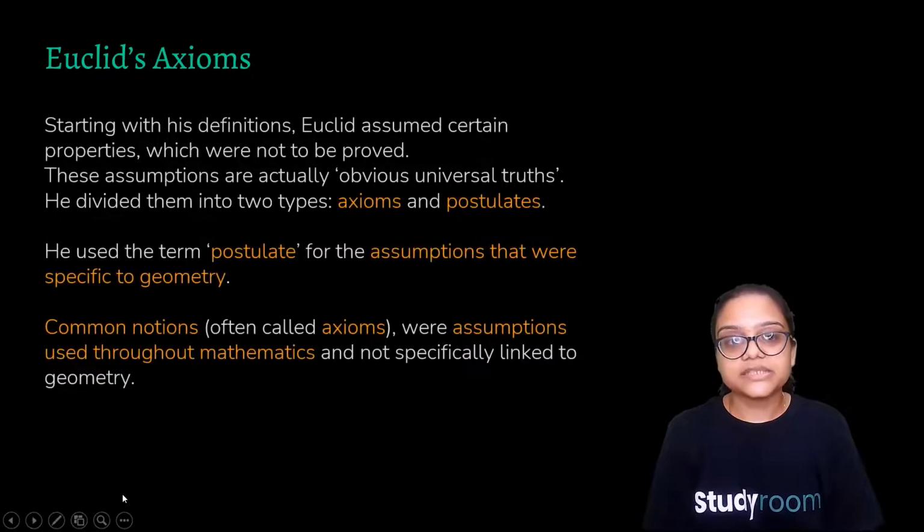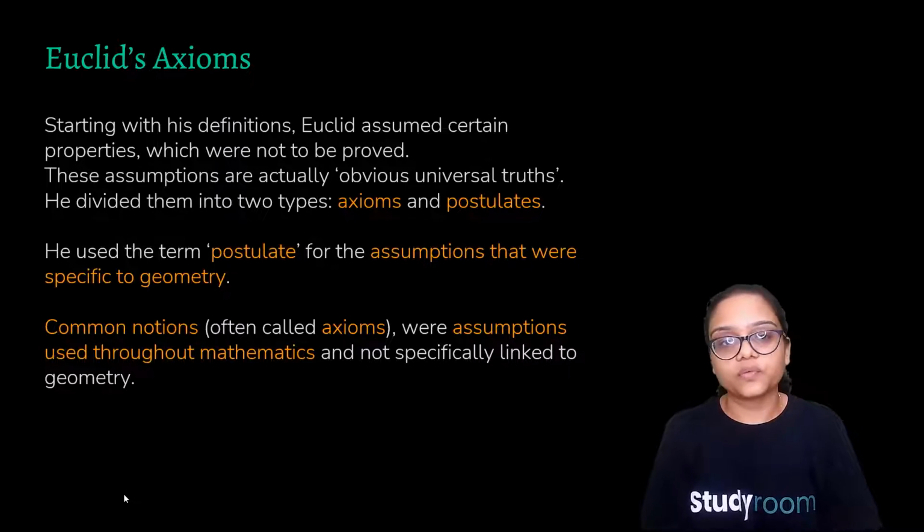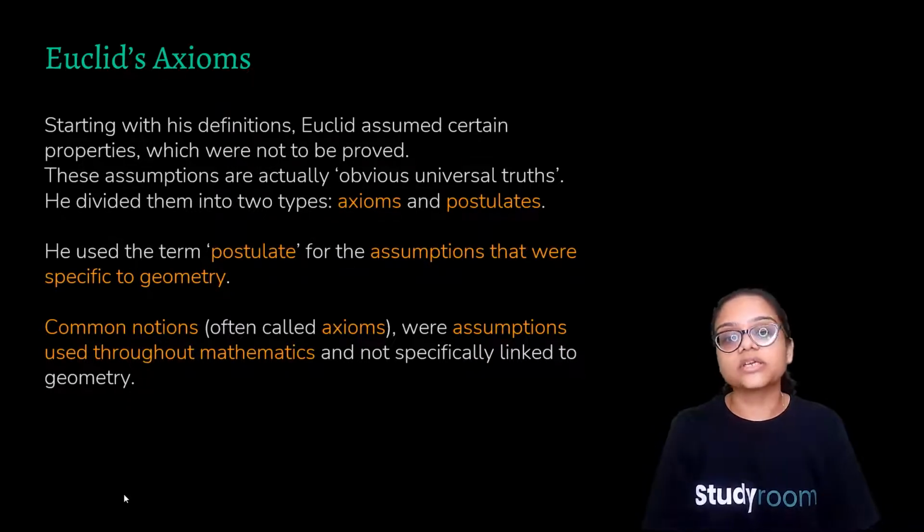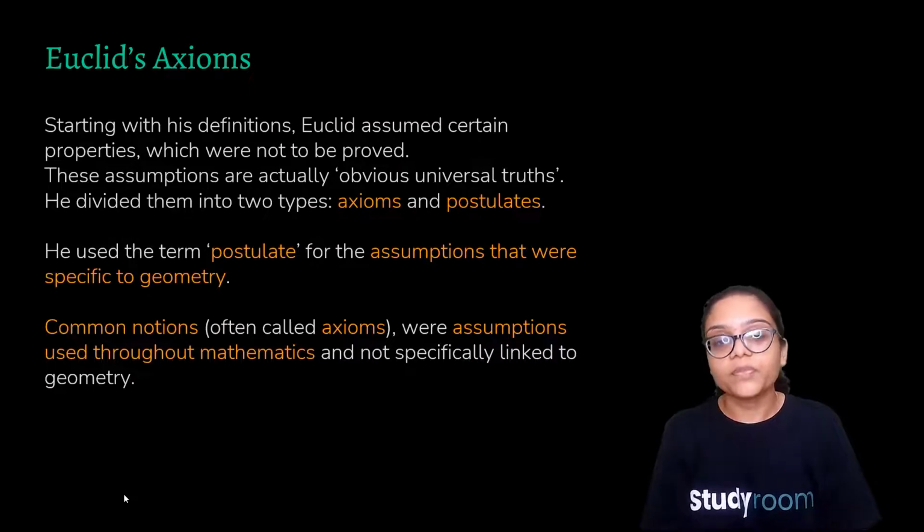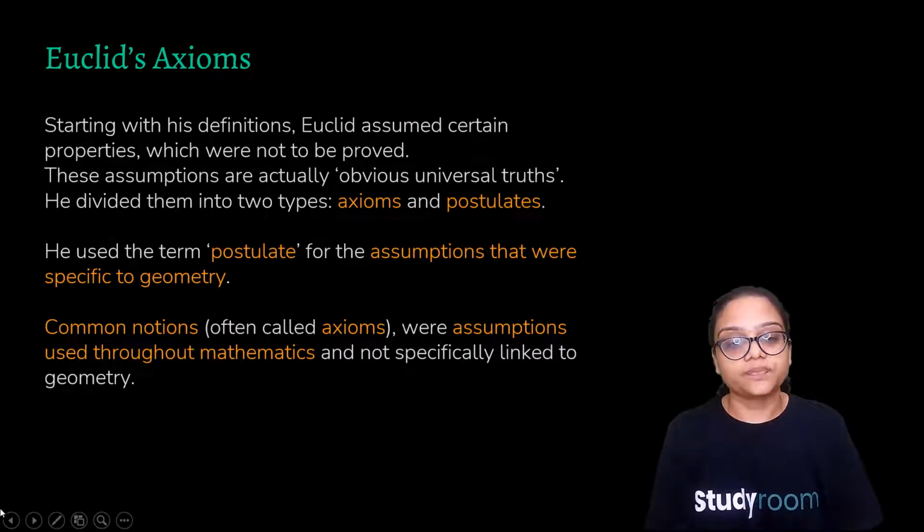Euclid's axioms. Starting with his definitions, Euclid assumed certain properties which were not to be proved, and these assumptions were actually obvious, universal truths. He divided them into two types, axioms and postulates. He used the term postulate for the assumptions that were specific to geometry, and common notions, often called axioms, were assumptions used throughout mathematics, not specifically linked to geometry. So he defined postulate and axiom.